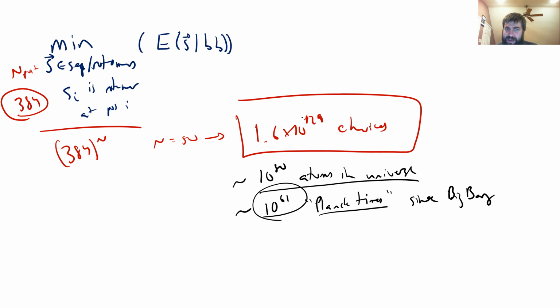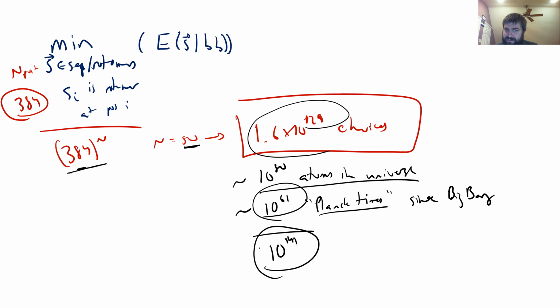So how big is this number of 1.6 times 10 to the 29th? That is the size of the search space for a small protein of only 50 amino acids with our coarsest imaginable rotamer library. Well, if we think about the product of these two, atoms in the universe multiplied by Planck time, we get 10 to the 41. It's a little bit bigger than this number, but it's pretty comparable.